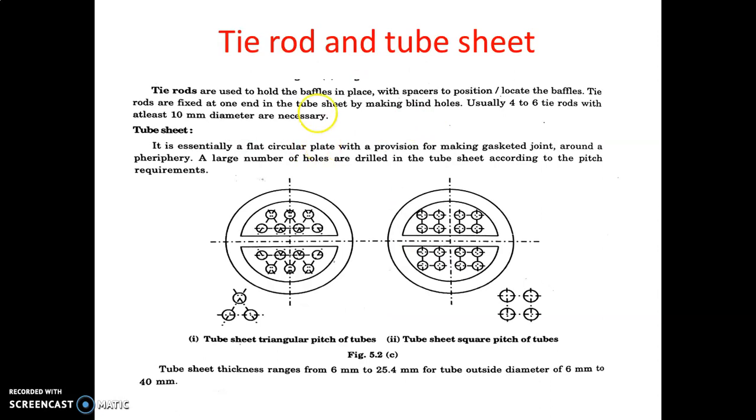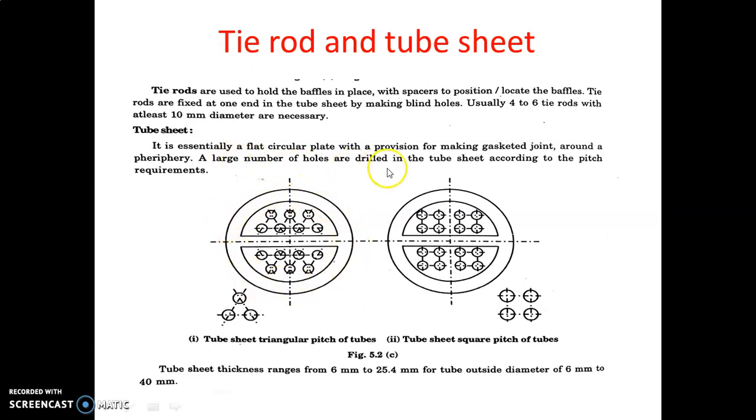The next part of the shell and tube heat exchanger is the tube sheet. So what is meant by tube sheet? It is a flat circular plate with provision for making the gasket joint. That means the gasket is added here around the periphery. So periphery means this part.